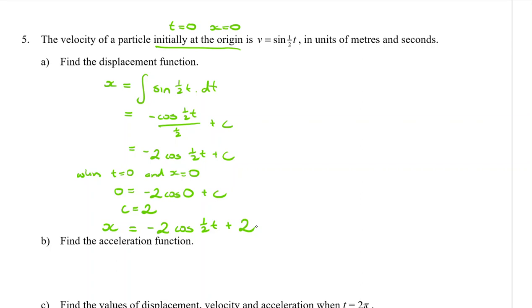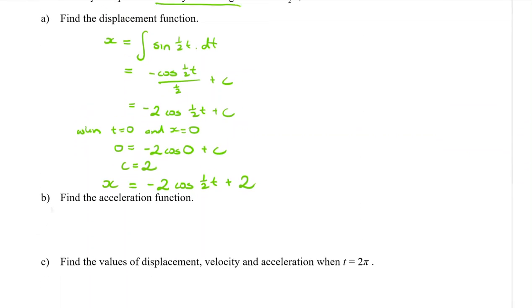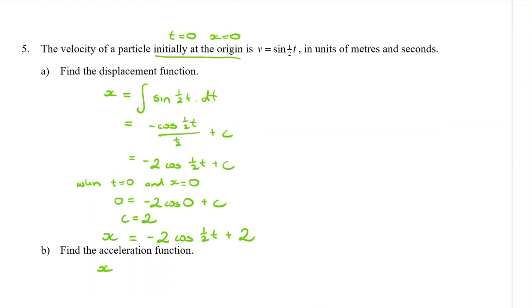Question B. Find the acceleration function. How do you find acceleration? Differentiate velocity. Good. So, where's my velocity? Way up here at the beginning. V equals sine half t.